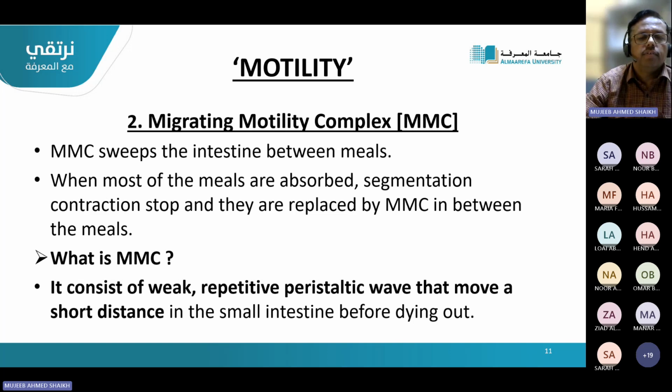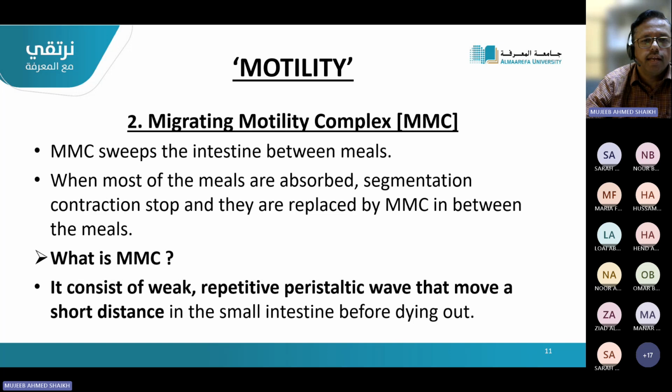The second type of motility which is found in the small intestine is known as the migrating motility complex, MMC. They are sweeping. They are small peristaltic waves. They are weak peristaltic waves.